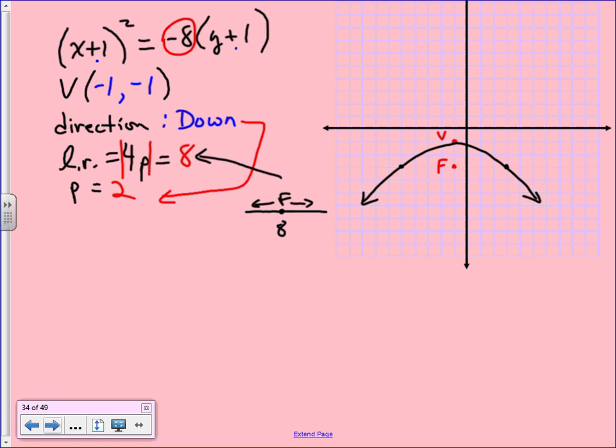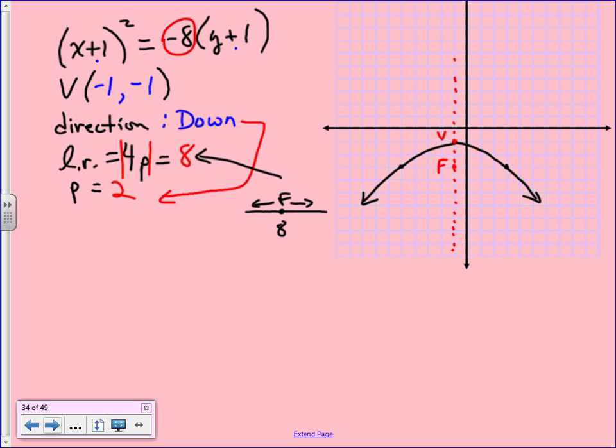Okay, I need to review. Easy getting the vertex on there. Then you find the direction and the value of P. So from that vertex, you're going to go down 2, and there's your focus. At the focus is where the LR is, and it's perpendicular to that axis of symmetry. By the way, see, this would be the axis of symmetry, right?